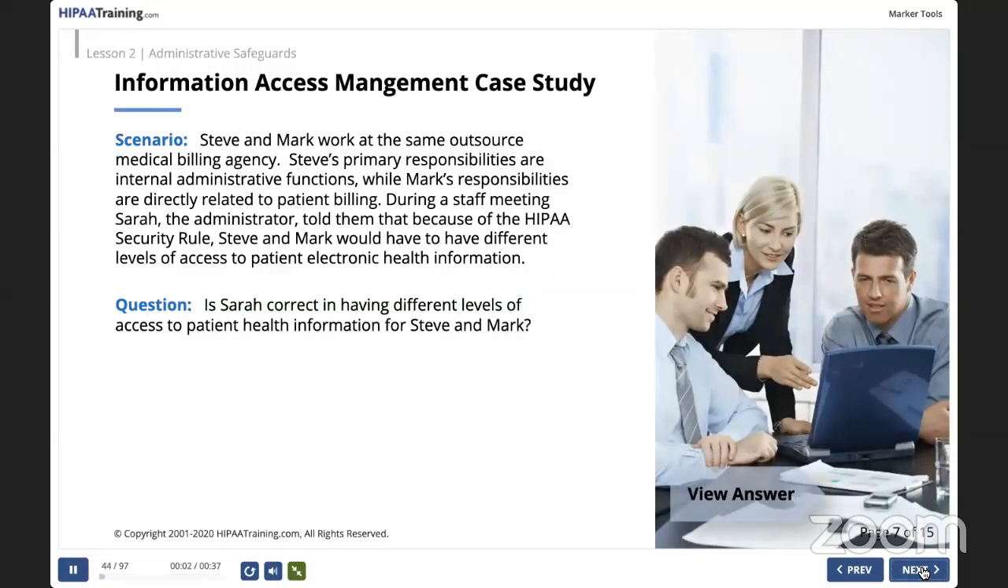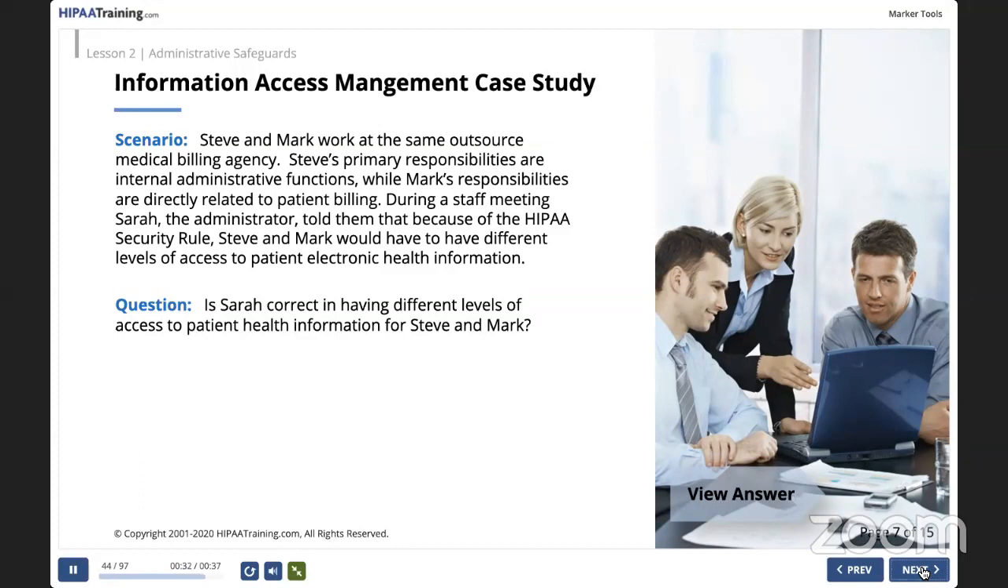Information Access Management Case Study. Scenario: Steve and Mark work at the same outsourced medical billing agency. Steve's primary responsibilities are internal administrative functions, while Mark's responsibilities are directly related to patient billing. During a staff meeting, Sarah, the administrator, told them that because of the HIPAA security rule, Steve and Mark would have to have different levels of access to patient electronic health information.